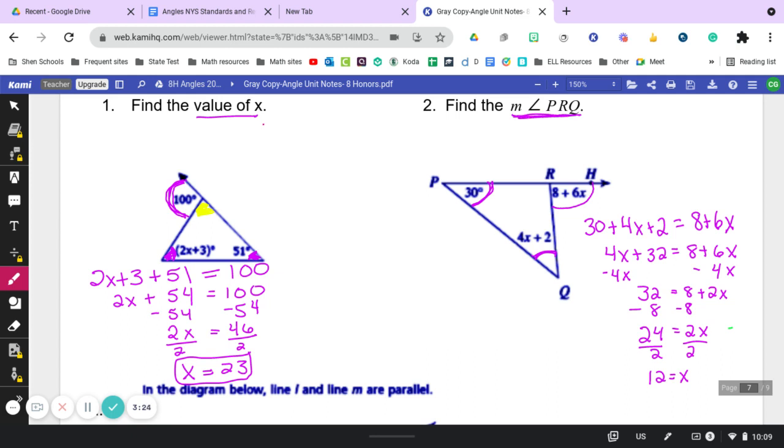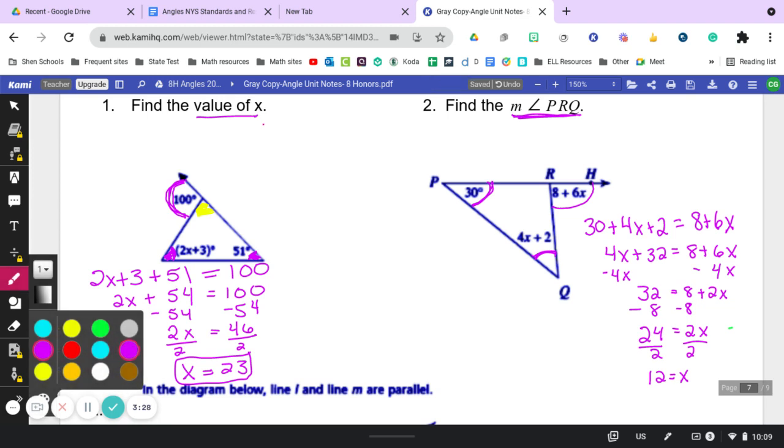Now, I do have to find this angle measure. So I'm going to use a different color to identify that angle for you. Angle PRQ. I know that R is going to be my vertex. PR is one ray, and RQ is the other ray. So this is the angle that I'm trying to find. But I don't know what that value is. I do know, however, that these two angles together are supplementary.